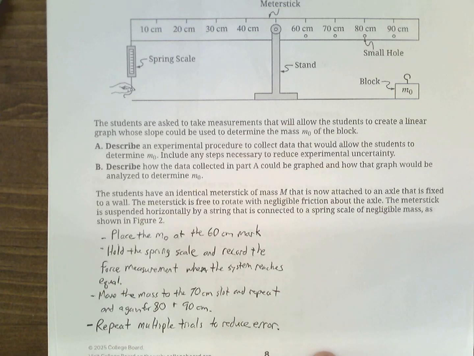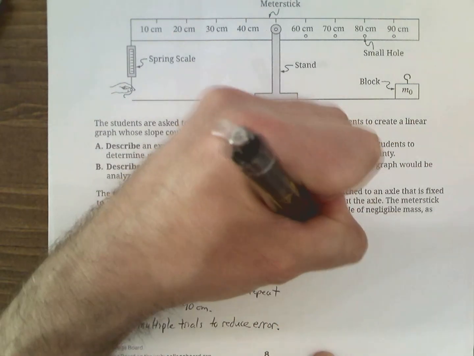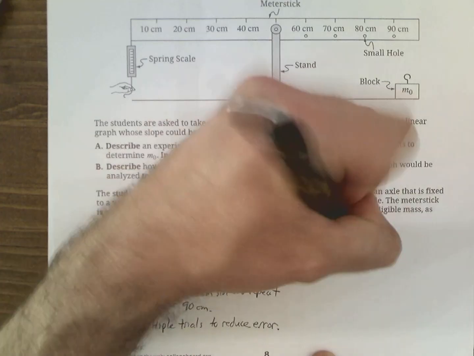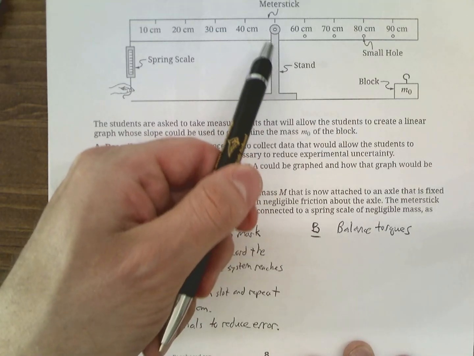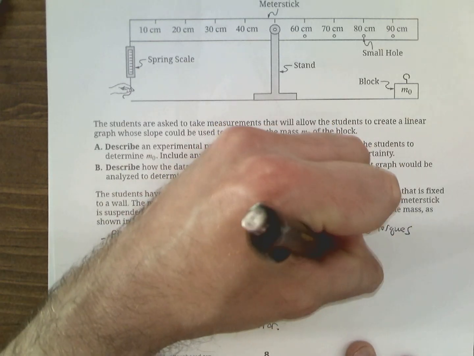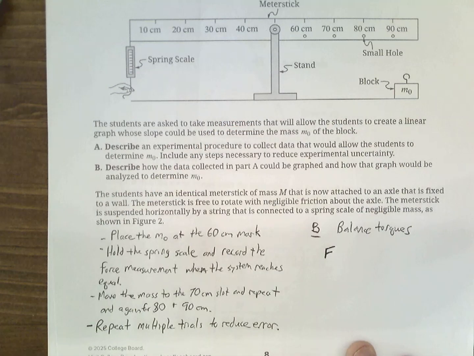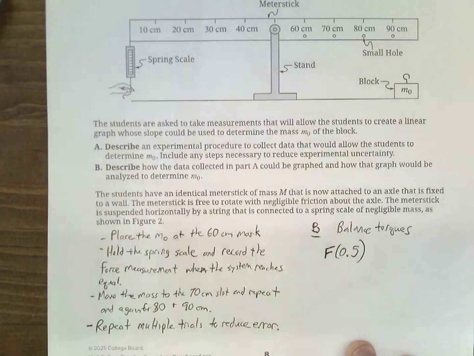How are we going to analyze this data? Well, we are going to compare torques. So this is part B, we're going to balance the torques. The center of mass of the meter stick is right at the center. If we choose that as our pivot point, it's not going to exert a torque. So we're really just looking at the force on the left side that we read on the spring scale. It's going to be a distance of half a meter away from the center.